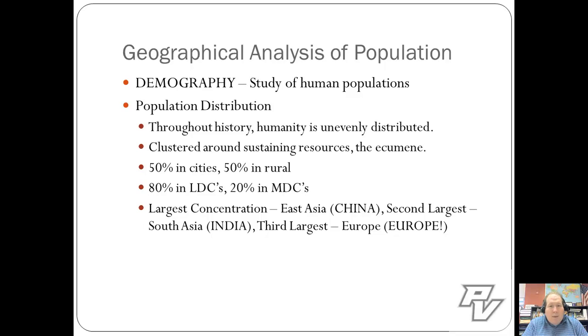Now, as we've talked about, throughout history, humanity is unevenly distributed. It's not a clear and even spread across the entirety of the planet. As we've talked about, humans are kind of like the Goldilocks of the planet. We can't live in an area that's too hot, too cold, too dry, or too wet, because any of those situations would be impossible for humans to either live in long-term or to grow crops. The area that is fitting in the middle of this is the ecumene, the one separate area where humans can inhabit.